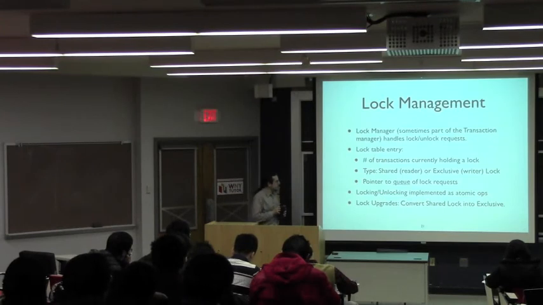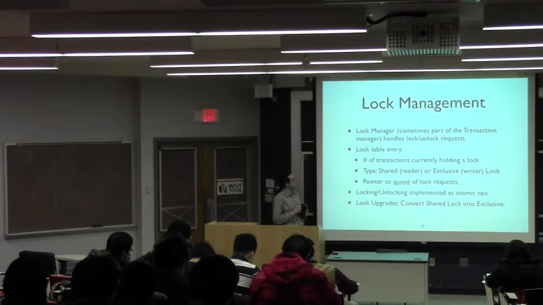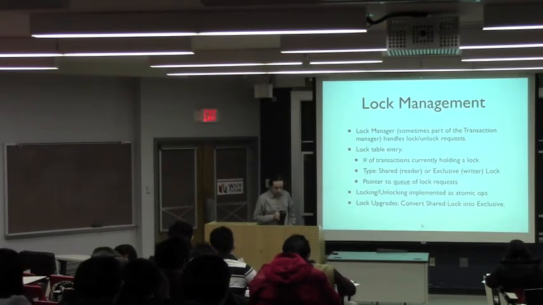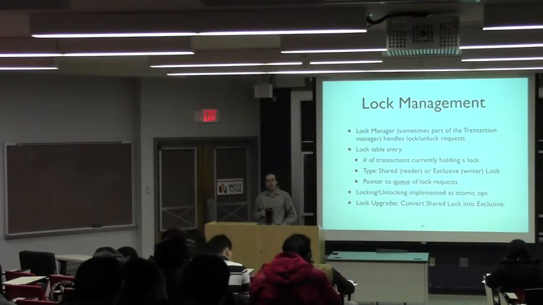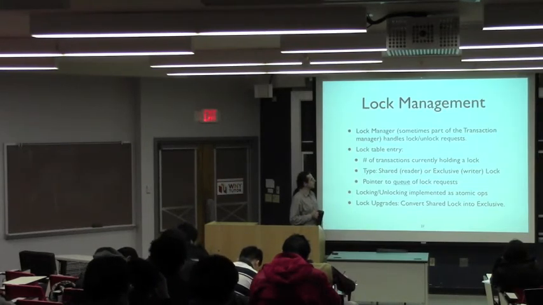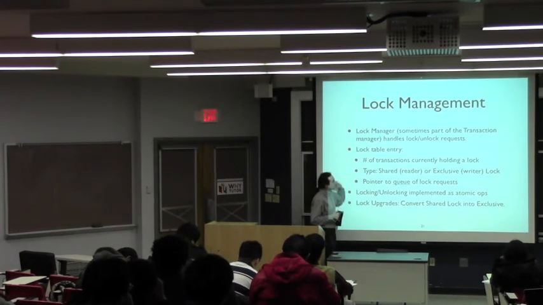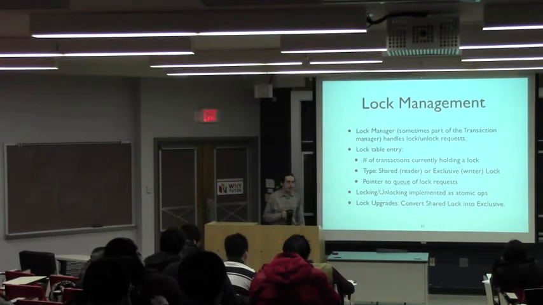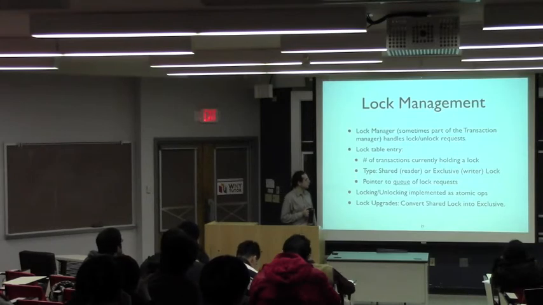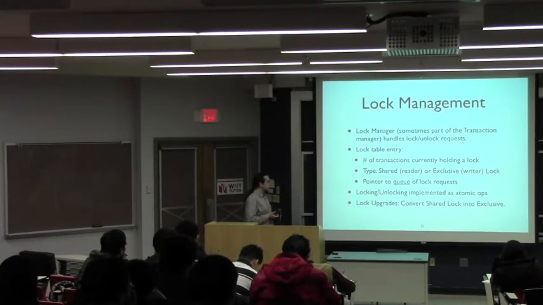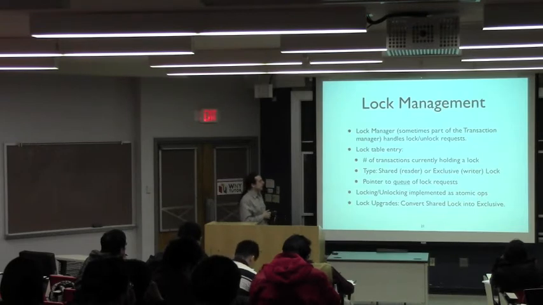Locks in a typical database system are going to be managed by something called a lock manager. This is often part of the transaction manager component. This lock manager is basically going to keep a big table of all objects in the database that can be locked. For each object that can be locked, it's going to keep track of the number of transactions currently holding a lock on that particular object, whether that lock is shared or exclusive, and it will also keep around a queue of requests for that particular object. So for example, if multiple transactions are holding a shared lock, then we'll need to queue up any exclusive lock requests.